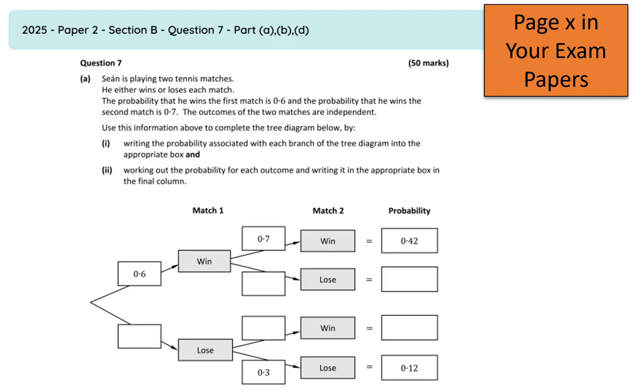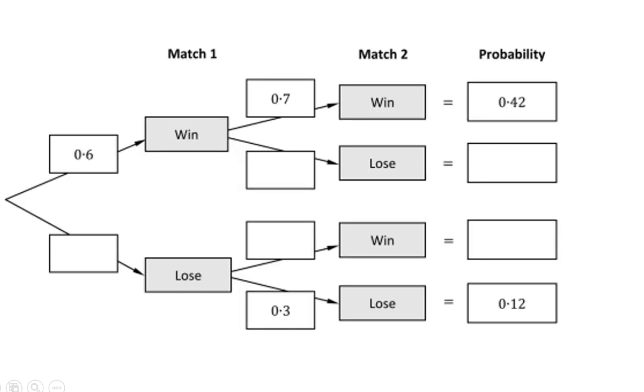They're completely independent events. So use this information then, write the probabilities in the boxes and work out the probability for each outcome then. So in a question like this, this is 313 in your exam papers, might be different from year to year. So we're going to fill it in here.